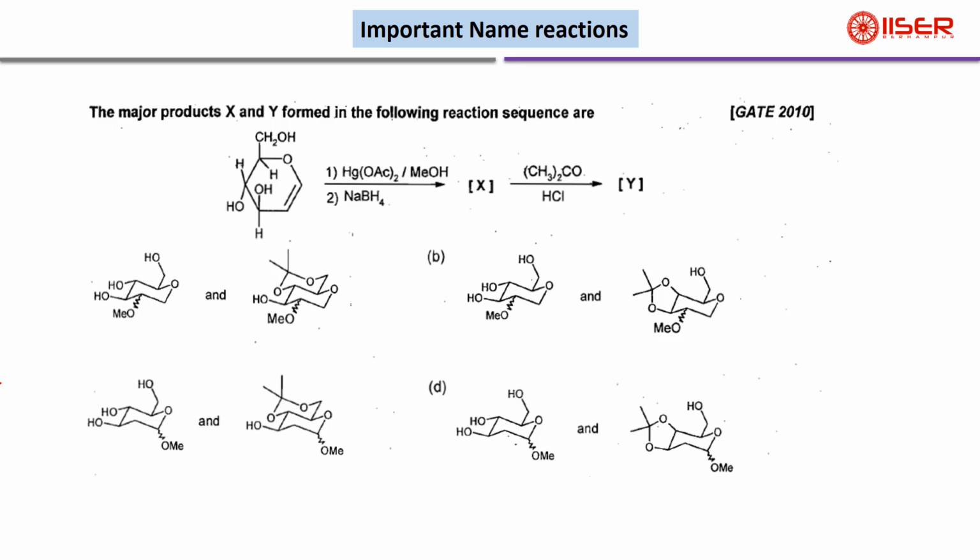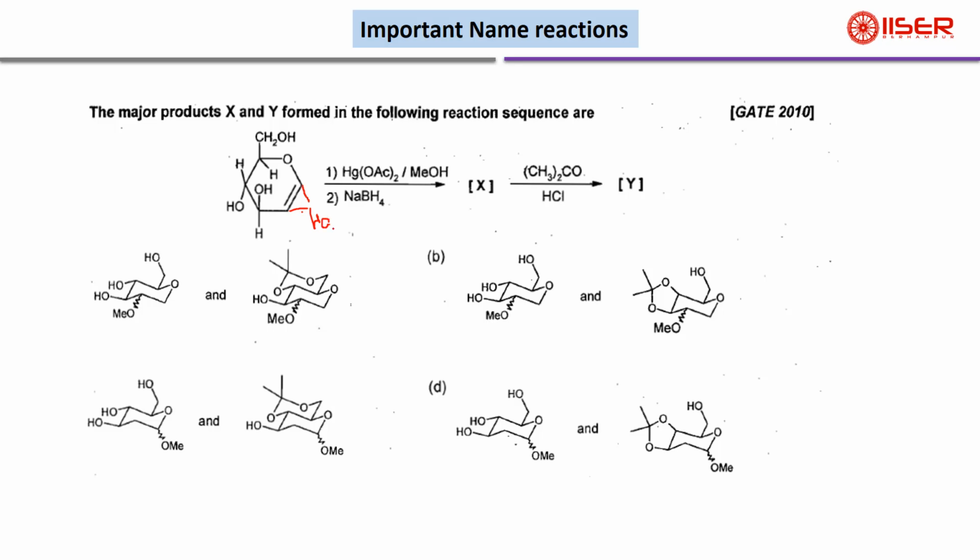What will be the major product formed in the following reaction sequence? From the mercury you can get an idea, it will go through an oxymercuration followed by demercuration. In the oxymercuration-demercuration step, first it will form a cyclic transition state, then this methanol will attack, so it will form a cyclic transition state like this.